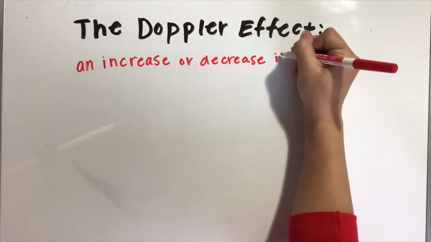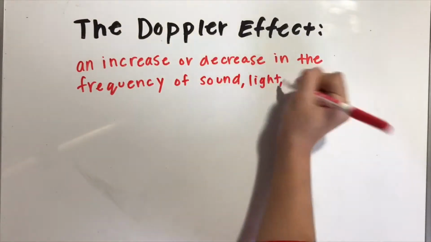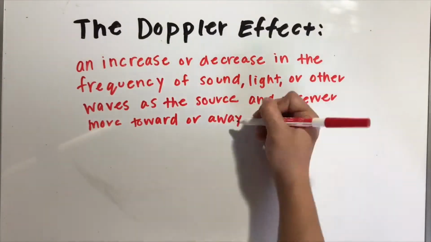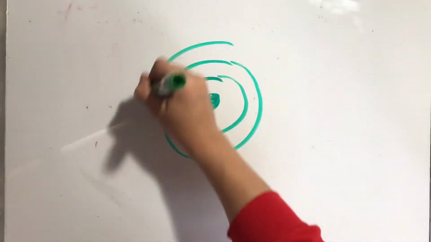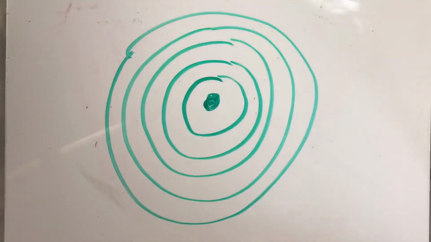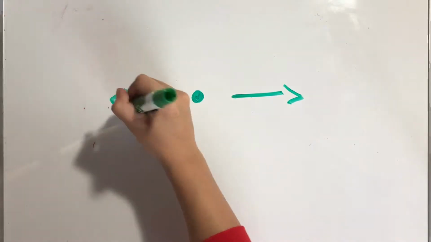The Doppler effect is defined as an increase or decrease in the frequency of sound, light, or other waves as the source and observer move toward or away from each other. Say you have an object that is emitting waves. It could be anything. The Doppler effect occurs when these things move.